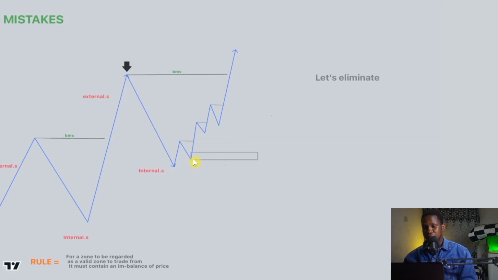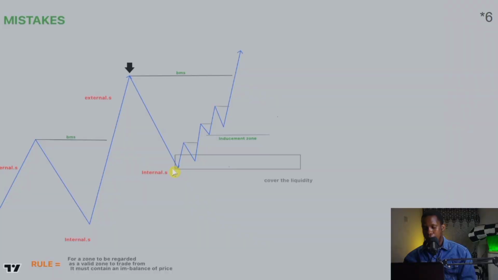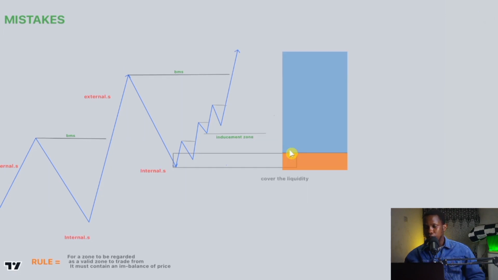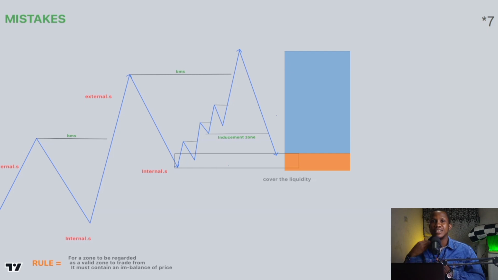Another mistake I see traders make is that they don't cover the liquidity to the downside, and the remaining zone upwards will be known as our inducement zone. You put your entry here, stop loss below here, and the market will definitely tap you before finally going to the upside. That is to let you know that you don't win by doing more trades, you win by doing the right trades. Imagine knowing where the market is going next.